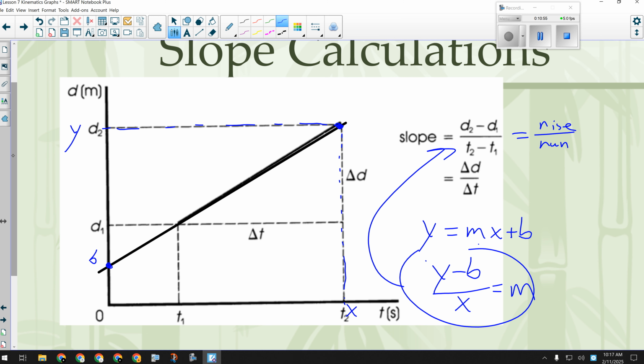The reason we like to use this is this calculates more than slope. I can manipulate this and I can find the time it takes to go some distance that's beyond the graph. Similarly, I can figure out how far I would go in a certain amount of time beyond the graph. I can calculate things beyond the graph with that formula. I can't always do that with the other one. Okay, so we use y equals mx plus b a lot more. Okay, how many people are familiar with y equals mx plus b?